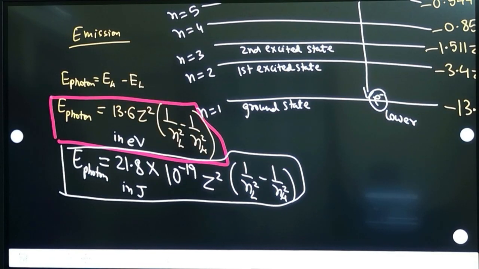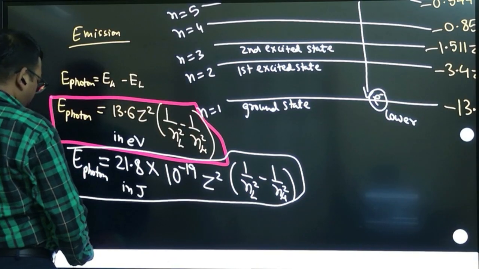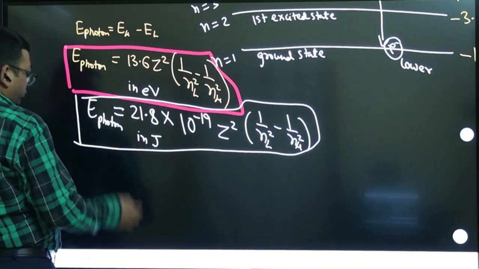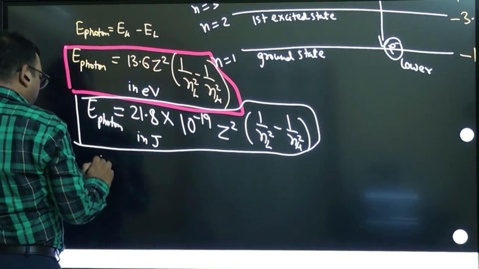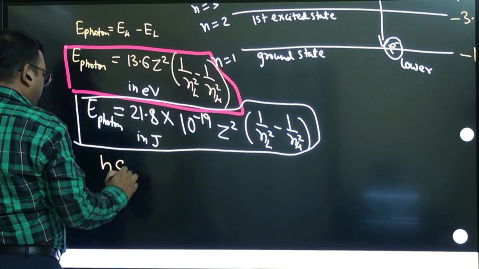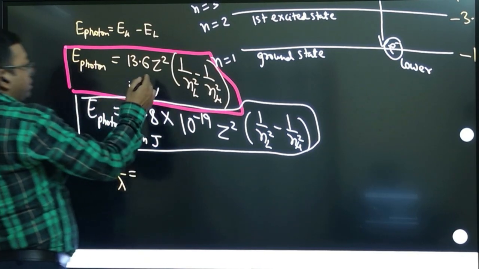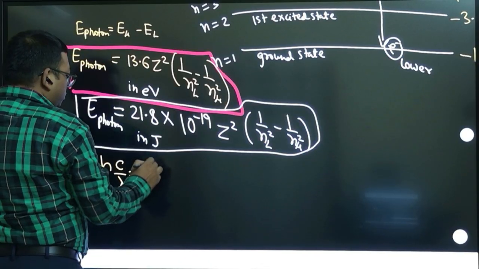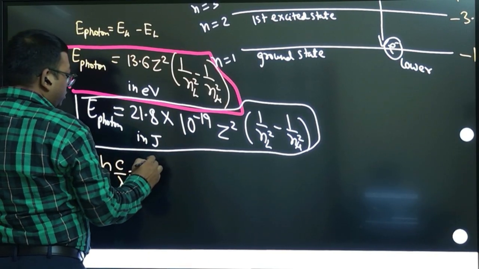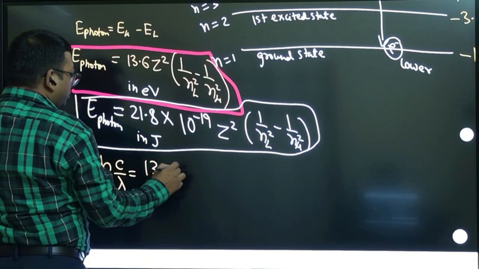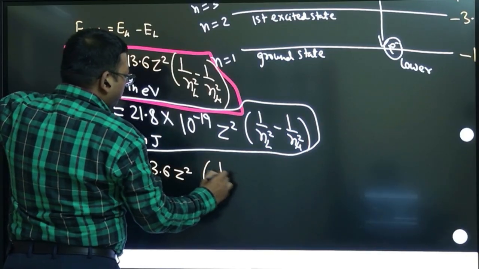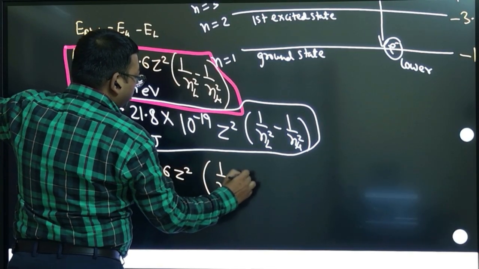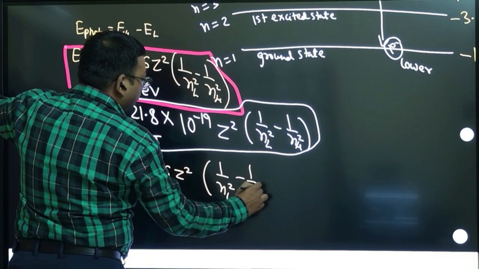Okay, there is a term called wave number. Very, very important. From here, if I use this formula, I can write the energy of photon as hc by lambda. Let us write it in electron volt. Or if you want, you can use this, anything you can use: 13.6 Z square in electron volt times 1 by n lower square minus 1 by n higher square.